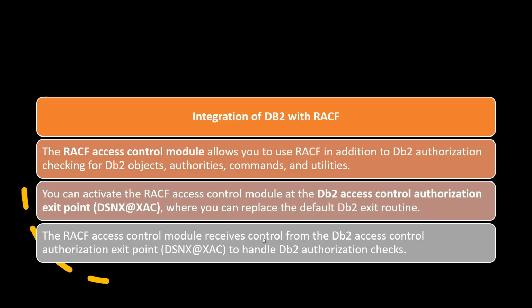RACF access control module allows us to use RACF in addition to Db2 authorization, for checking Db2 objects, authorities, commands, and utilities. It can be easily activated, as I said before, by this access control authorization exit point. RACF access control module receives control from the Db2 exit point to handle Db2 authorization checks. Yes, this is how it works.